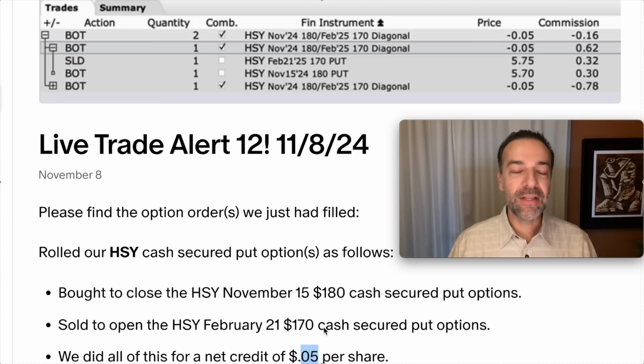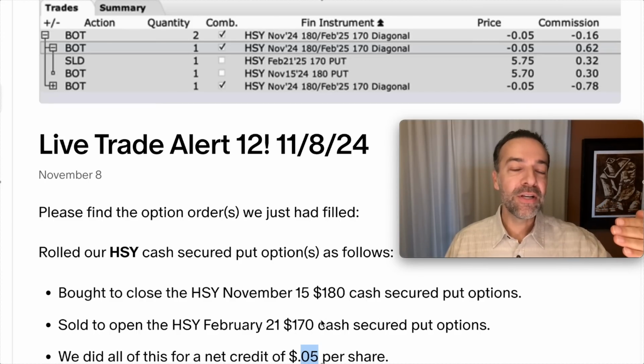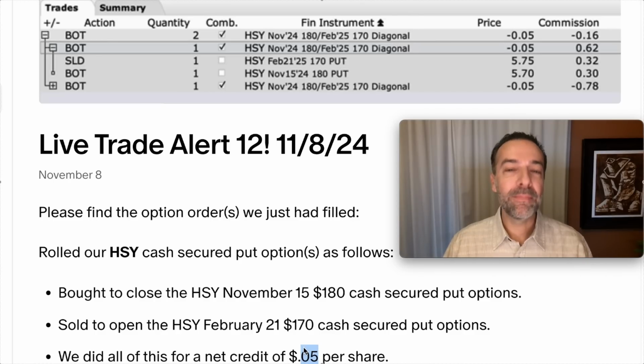By selling this 170 cash cure put option, that option was now out of the money. So instead of being in the money by $5 to $8, it was now out of the money, and I walked with my big fat nickel. So I was happy. But how do you know when is the right time to roll these put options that have gone deep in the money on you?